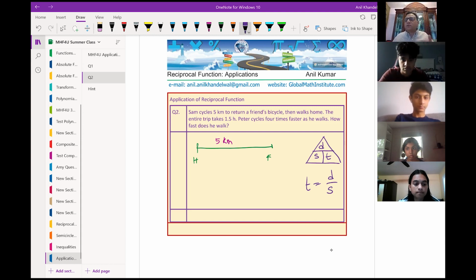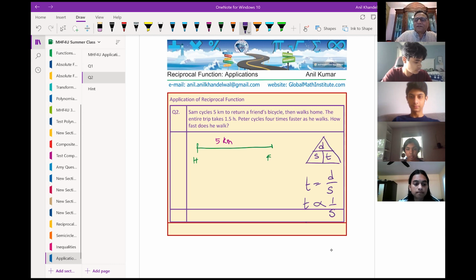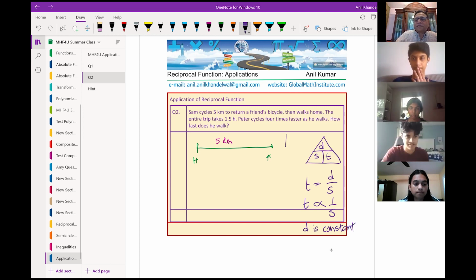Now, if you walk faster over the same distance, you take less time, correct? So we know that time is inversely proportional to the speed. D is a constant. Does this logic make sense? The distance between the two places is fixed. D is constant, the numerator is constant. Therefore, we could say time is inversely proportional to speed.